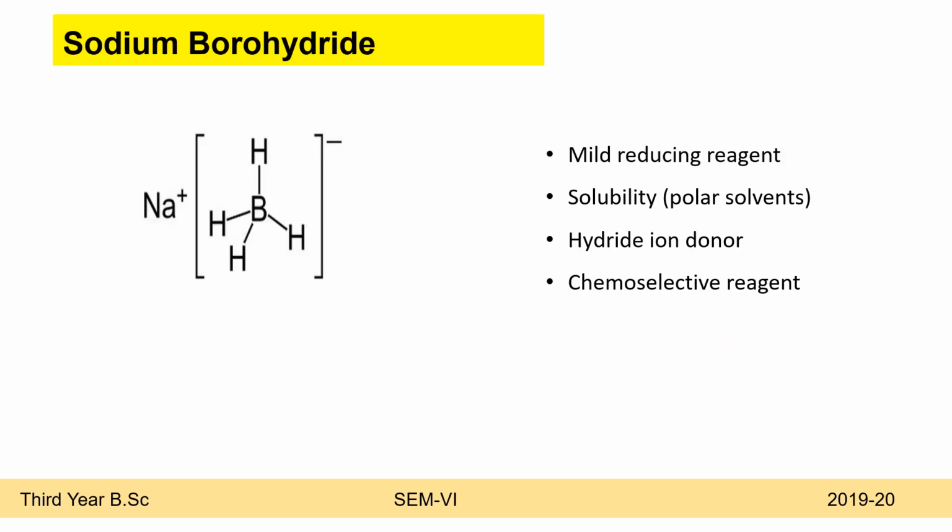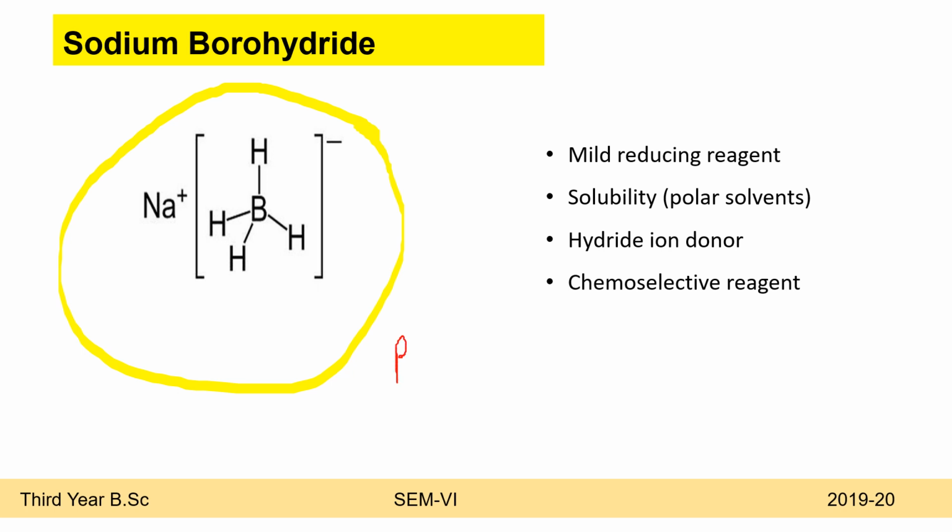Let us see the first reagent, that is sodium borohydride. Here you can see the structure of sodium borohydride, sodium being positively charged and boron being negatively charged. Four hydrogen atoms are attached to the boron atom. Sodium borohydride acts as a mild reducing agent. Why is it a mild reducing agent? Because the boron-hydrogen bonds are very strong bonds.